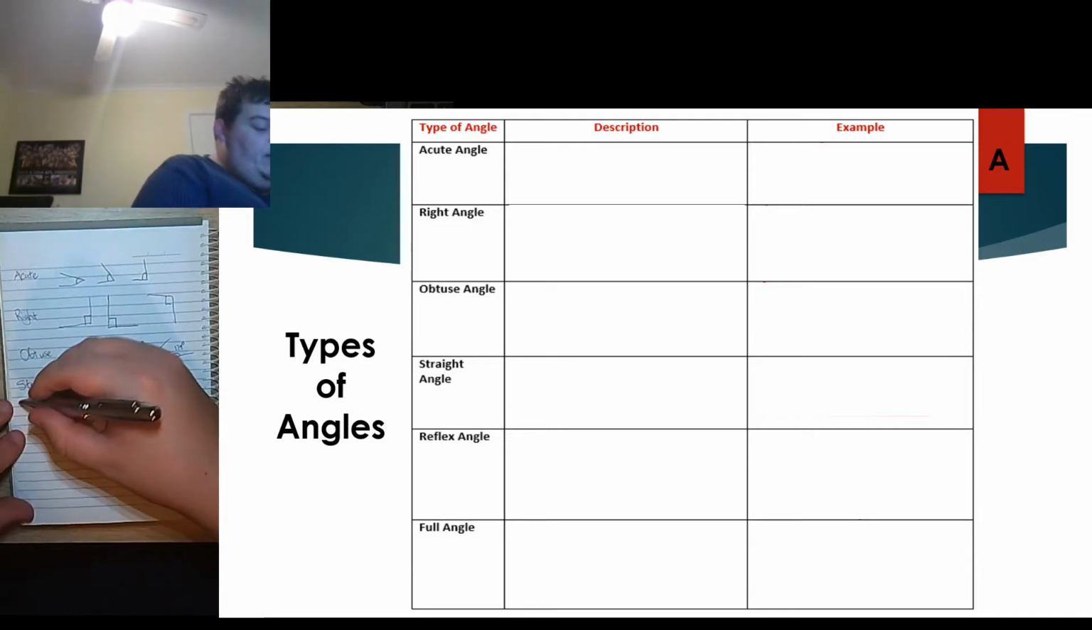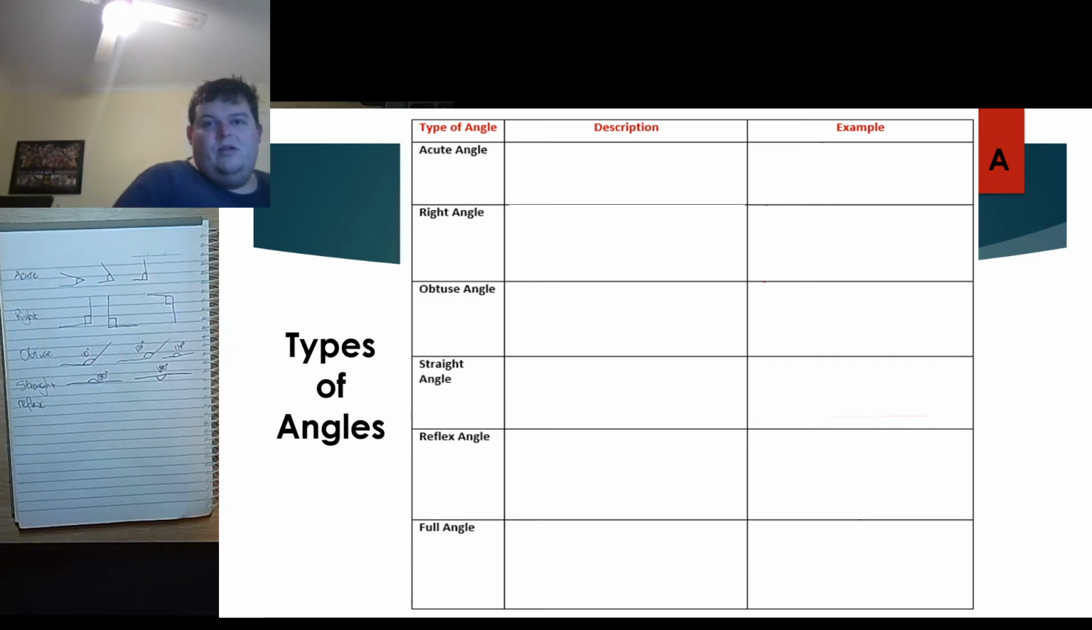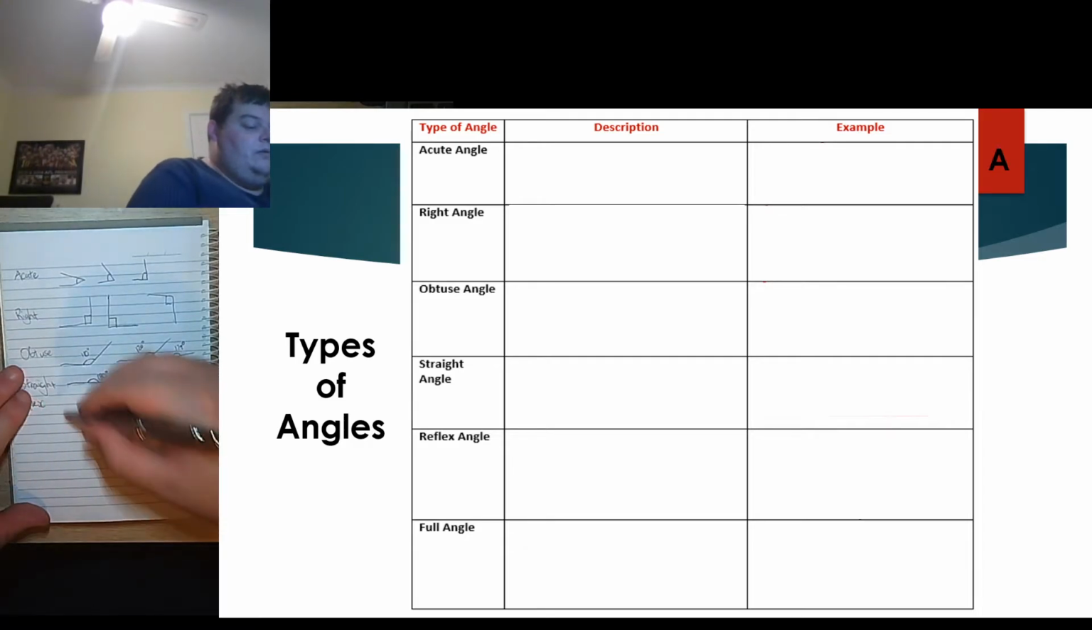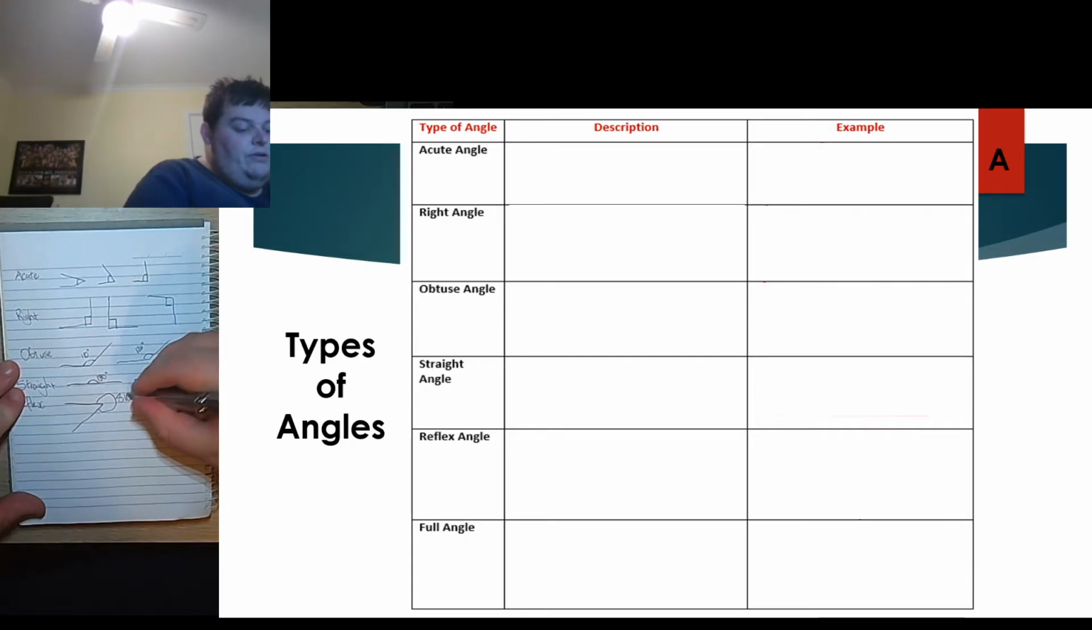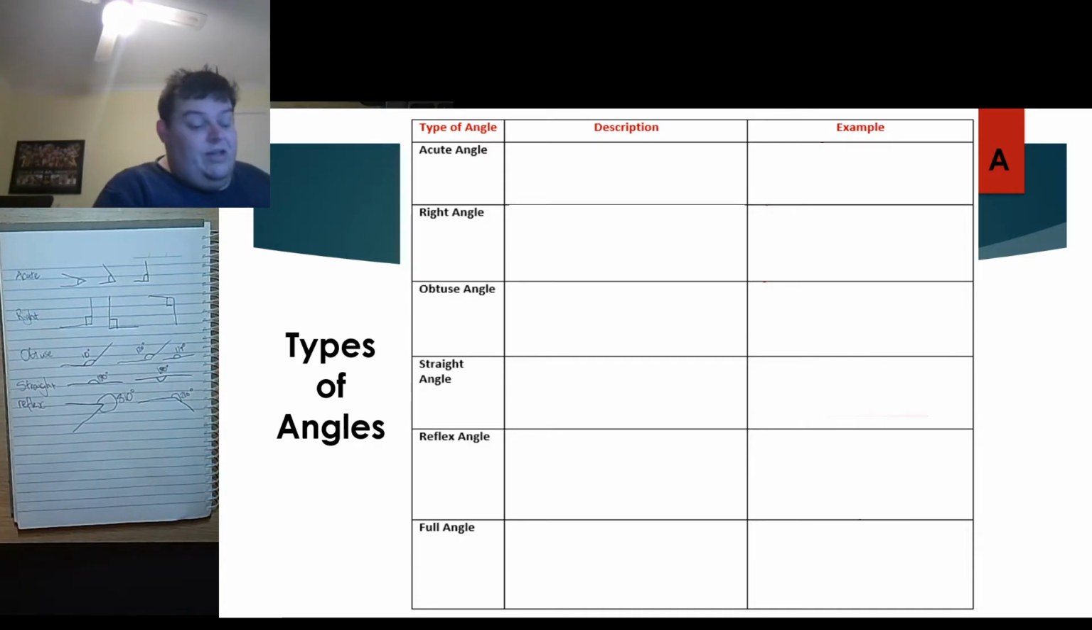Reflex. It's a reflex angle. Well, that's 180 degrees all the way up to 360 degrees. So it could be something like this. Or it could be 310 degrees. Or like this and be 210 degrees. There's a whole bunch of reflex angles you can do. As long as it's between 180 and 360, not including those two numbers, then it's a reflex.